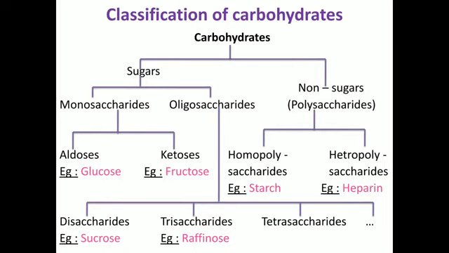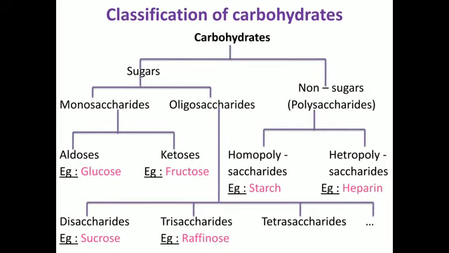Monosaccharides are carbohydrates that cannot be hydrolyzed further, so they are called simple sugars. Monosaccharides are further classified into two types, namely aldoses and ketoses. If the monosaccharide contains an aldehyde as the functional group, then it is called an aldose. An example of an aldose is glucose. On the other hand, if the monosaccharide contains a ketone as the functional group, then it is called a ketose. The example for ketoses is fructose.